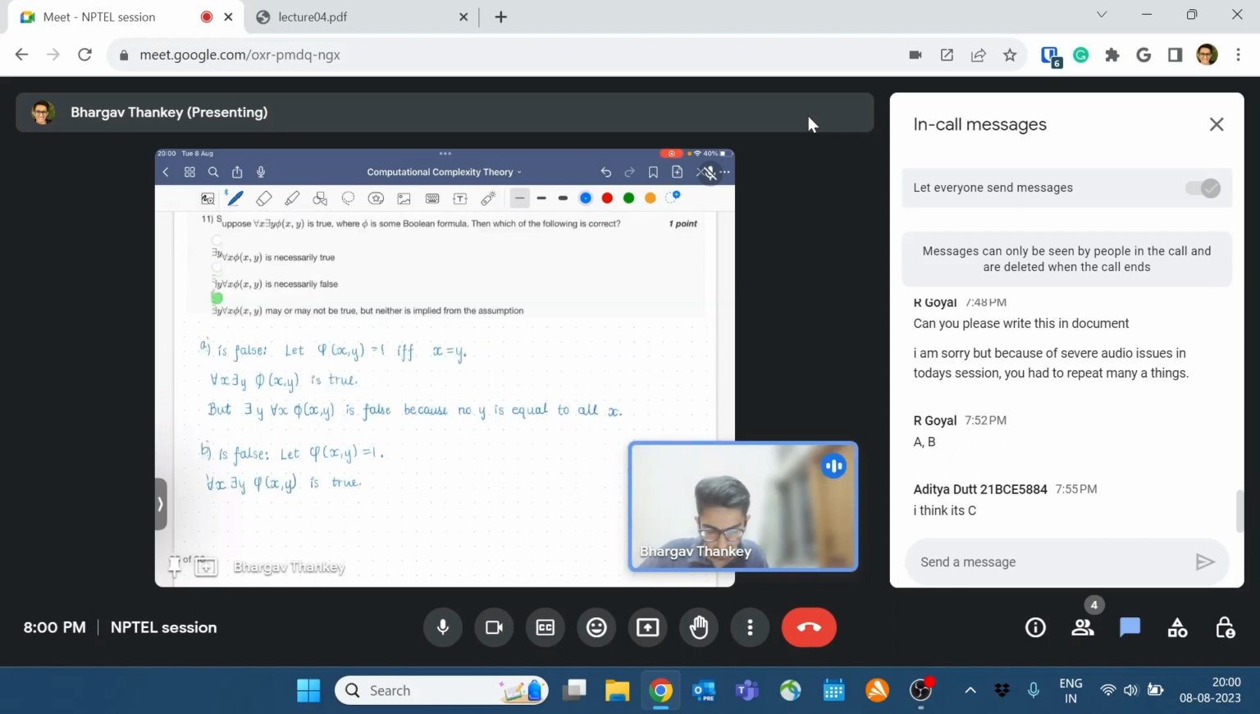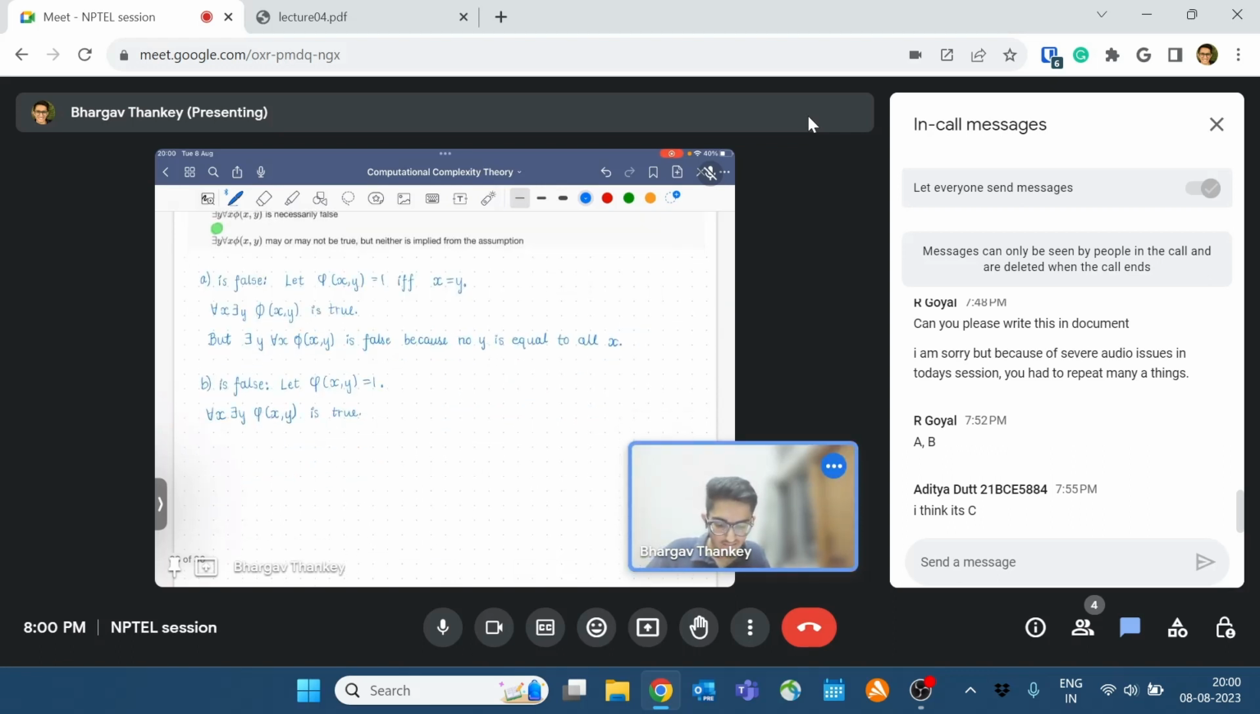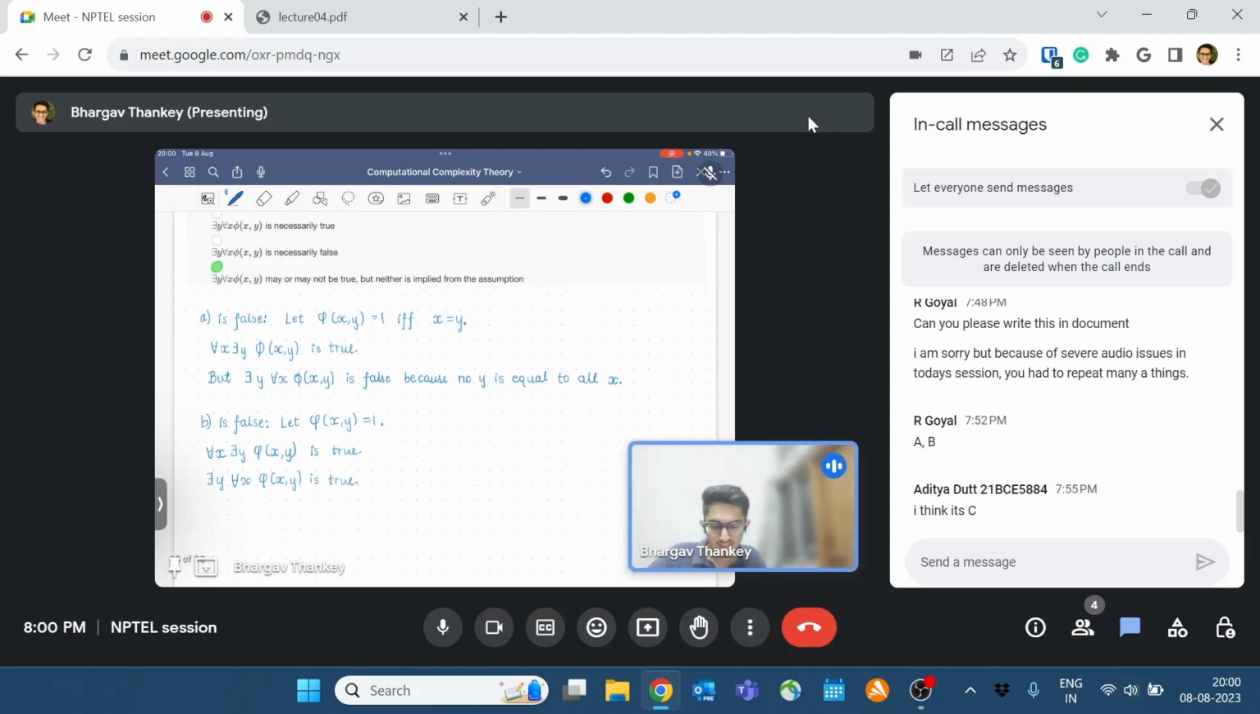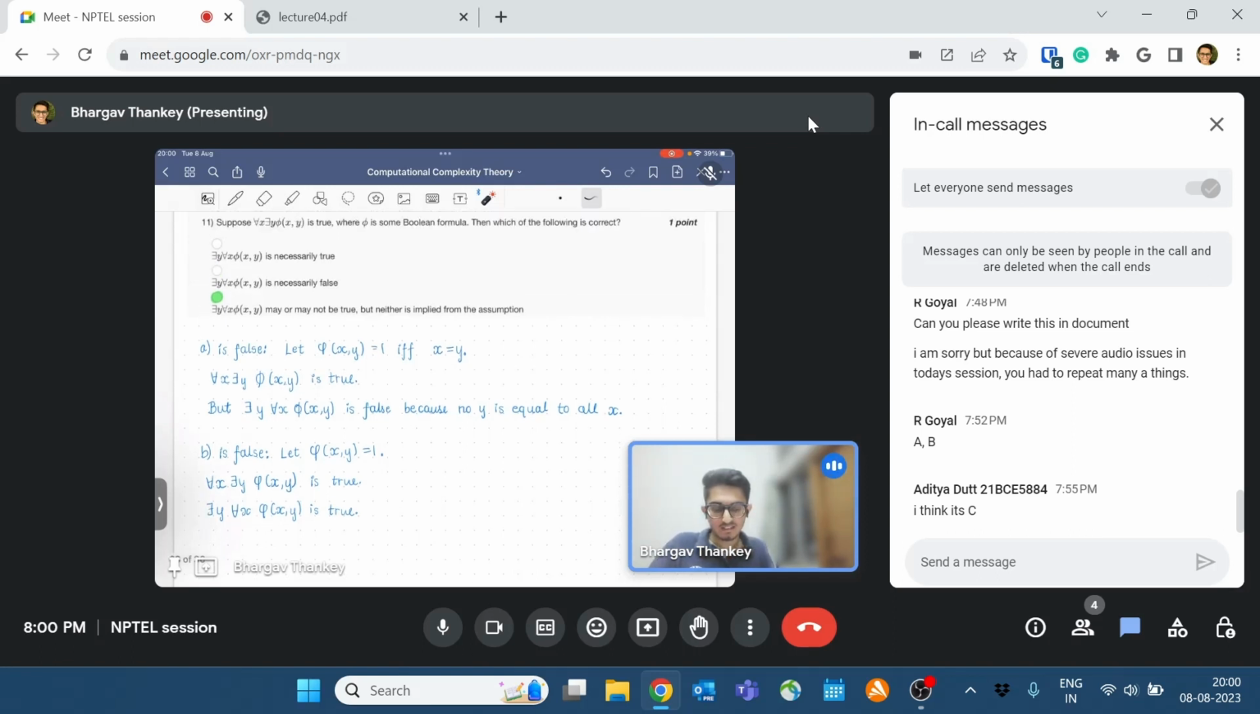What I'm saying is, forget about y, forget about x. Phi x y is always 1, right? So even if you consider some y, it is still true. So what we have shown is there exists a phi for which this is not necessarily false. And that disproves B, which is what we wanted to do.